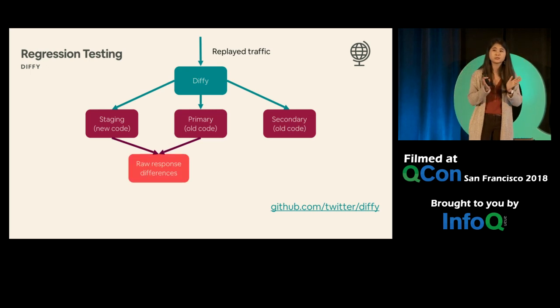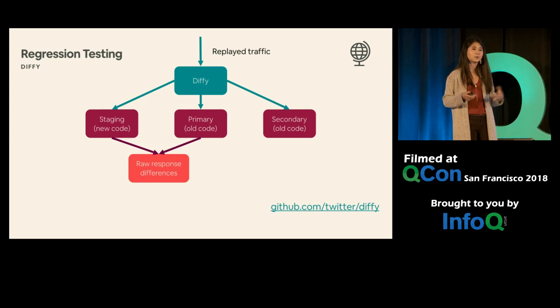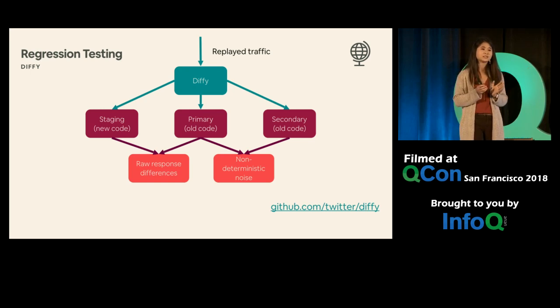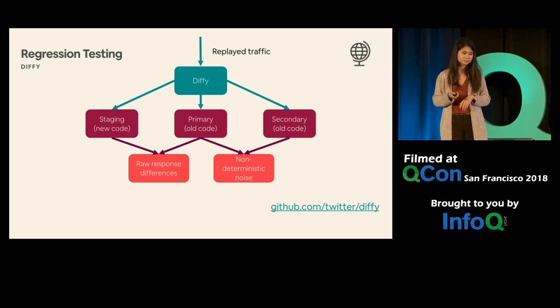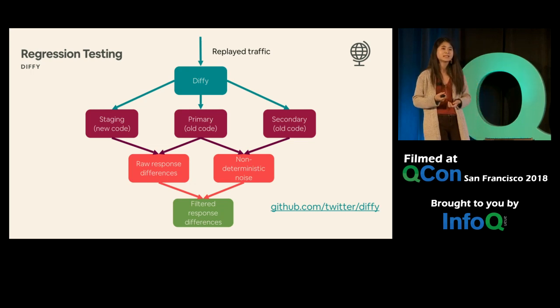We then compare the responses of the two. Comparing staging and primary, we get raw response differences. And then we compare primary against secondary. And these differences we consider as non-deterministic noise, as primary and secondary are running the exact same services. We filter out the noise, and we're left with the response differences that can be attributed to the change that was just introduced on staging.